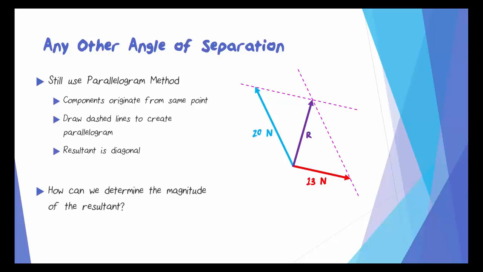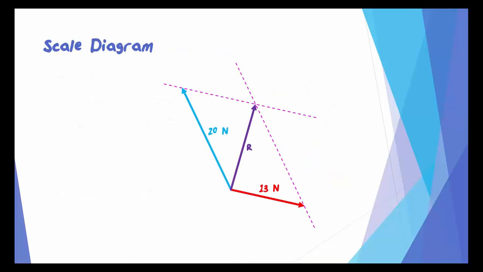How can we determine the magnitude of this resultant, though? It looks like one of those angles is pretty close to 90 degrees, but we can't be sure of that, so I don't think it's safe to use the Pythagorean theorem. In fact, the only way we can figure out the magnitude of the resultant is if we use a scale diagram. Sometimes you'll be given the scale of a diagram, other times we have to figure it out ourselves, which is what we'll do here.